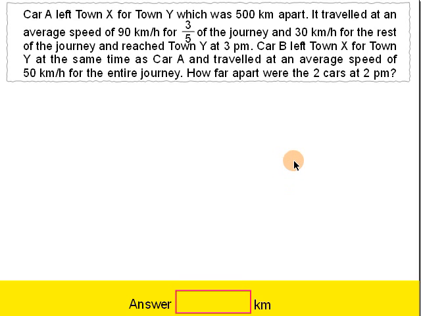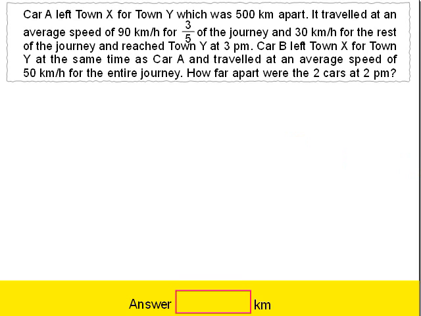Now car A left town X for town Y, which was 500 km apart. It traveled at an average speed of 90 km per hour for 3/5 of the journey and 30 km per hour for the rest of the journey, and reached town Y at 3 p.m.